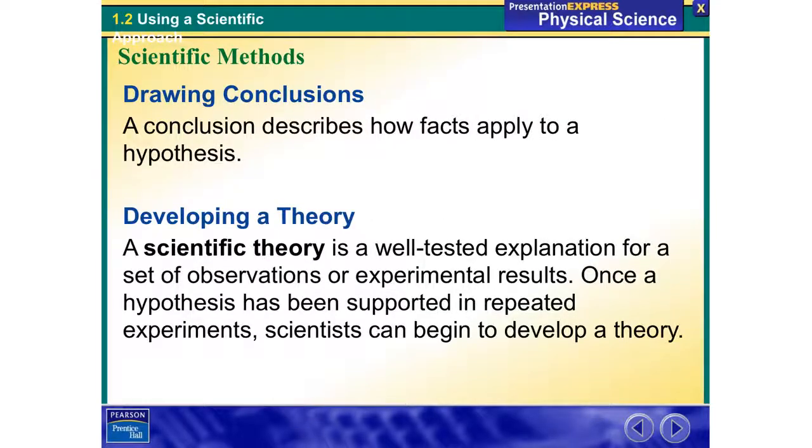A conclusion describes how facts apply to the hypothesis. A scientific theory is a well-tested explanation for a set of observations or experimental results. Once a hypothesis has been supported in repeated experiments, scientists can begin to develop a theory.